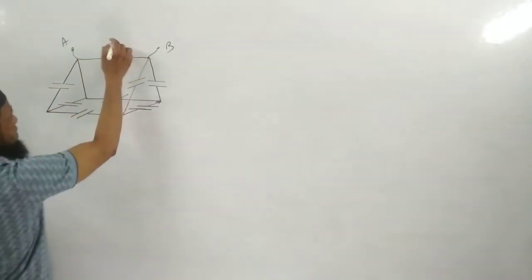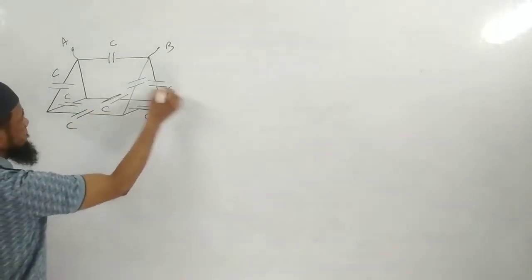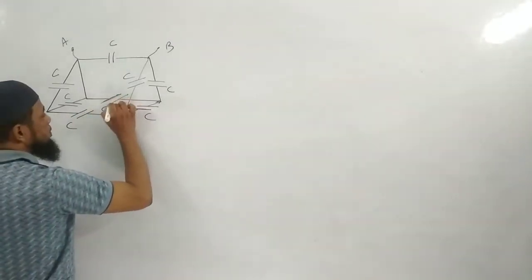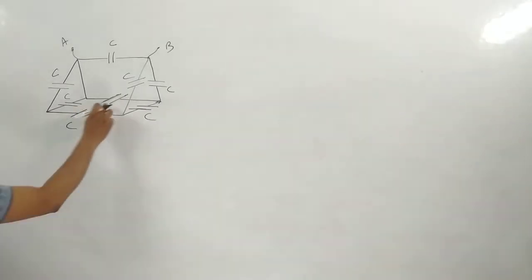See here. We have to find C equivalent between A and B. How to solve this particular problem? Chalo isko samajhte hain. Pehle circuit ko dhyan se dekho. Iska geometry tumhe samajh mein aata hai ki nahi?